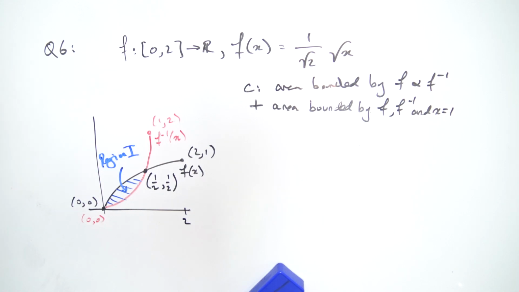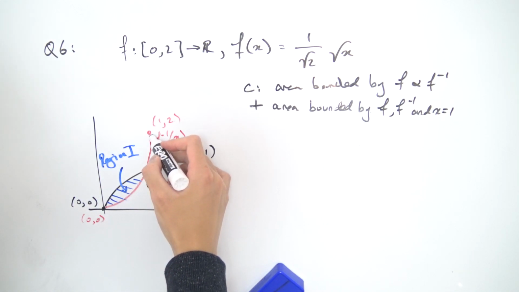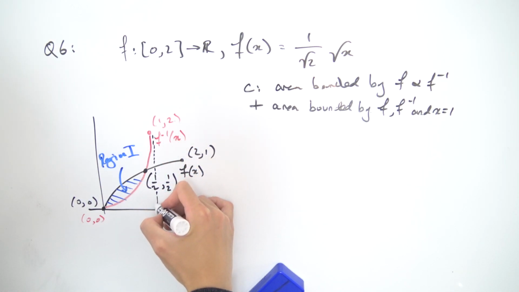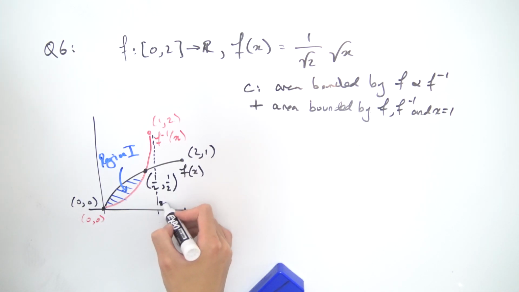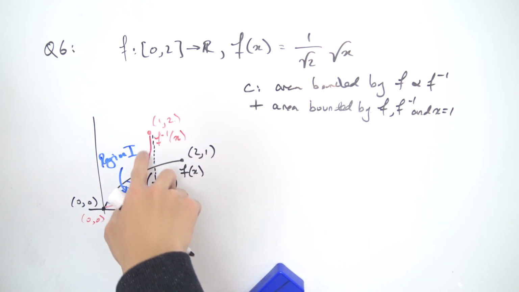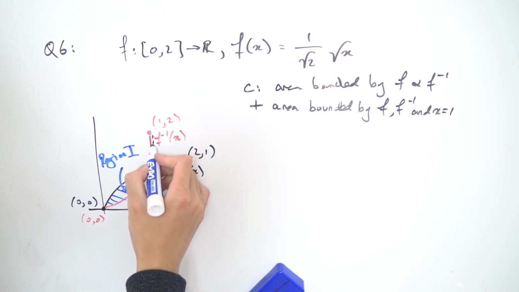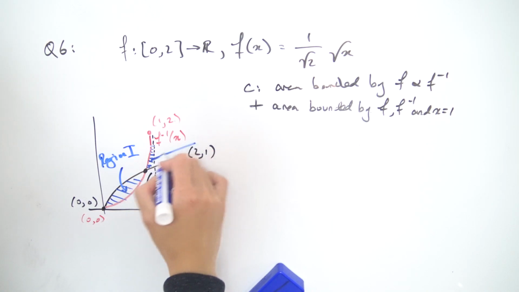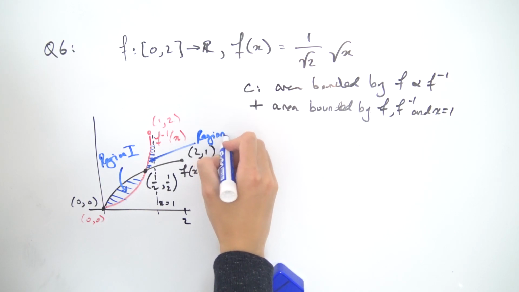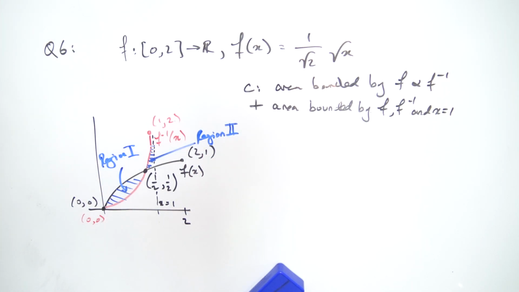And for the second area, this isn't probably the best to scale graph, but we have the line x equals 1 that's running all the way down over here. The area bounded by f inverse and x equals 1 will be this tiny little sliver in here. So we'll call this region 2. And we have to find the sum of these two areas. The way to do that is to use some integration, and we're going to find the area of each of region 1 and region 2 separately and then add them together at the very end.